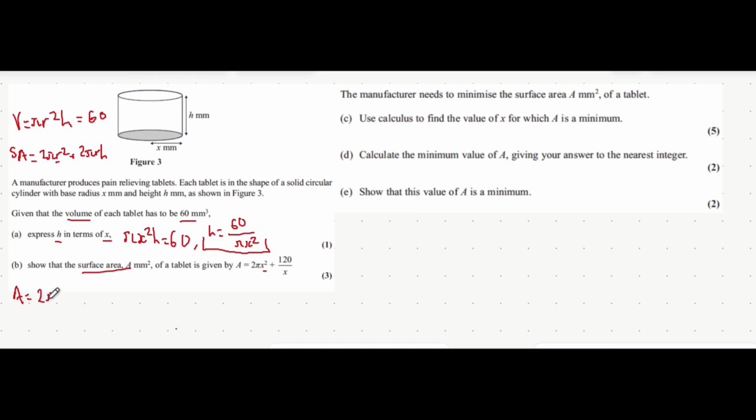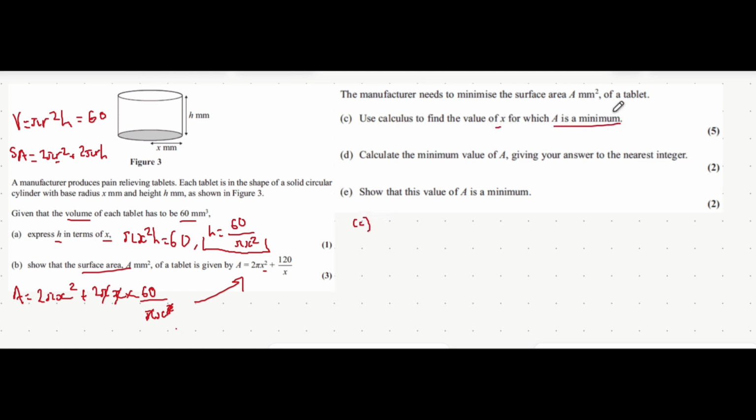We have 2 times pi times the radius of x squared plus 2 times pi times the radius of x multiplied by, instead of h, we're going to substitute in 60 over pi x squared. Once you've done that, you see that the pi's cancel out, a power of the x cancels out, 2 times 60 is 120, so this term just becomes 120 over x, and this first term is just 2 pi x squared, so this essentially goes to that. Perfect.